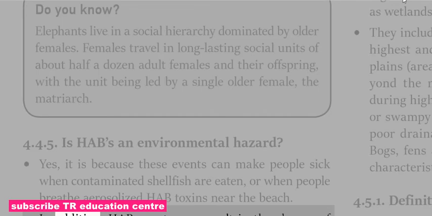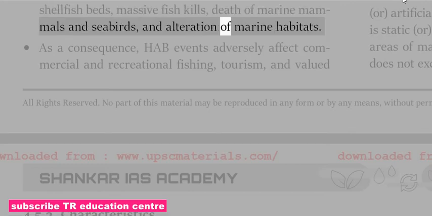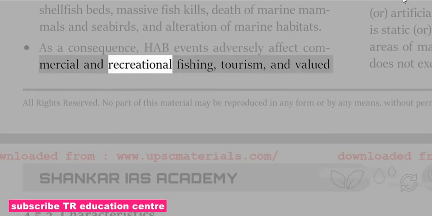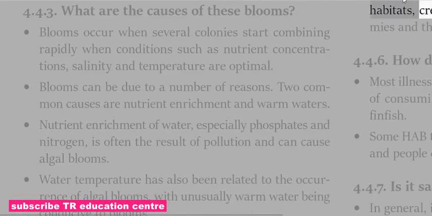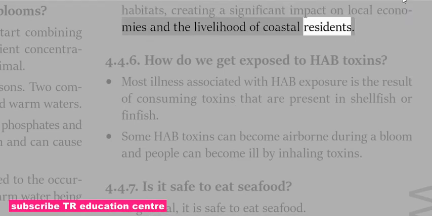In addition, HAB events can result in the closure of shellfish beds, massive fish kills, death of marine mammals and seabirds, and alteration of marine habitats. As a consequence, HAB events adversely affect commercial and recreational fishing, tourism, and valued habitats, creating a significant impact on local economies and the livelihood of coastal residents.